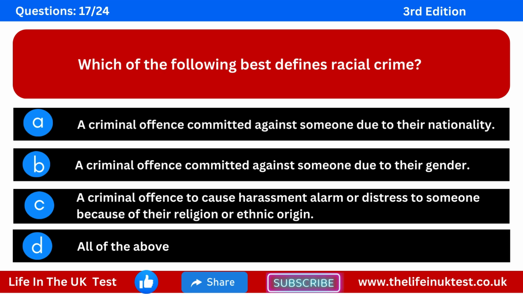Option A, a criminal offence committed against someone due to their nationality. Option B, a criminal offence committed against someone due to their gender. Option C, a criminal offence to cause harassment, alarm, or distress to someone because of their religion or ethnic origin. Option D, all of the above.